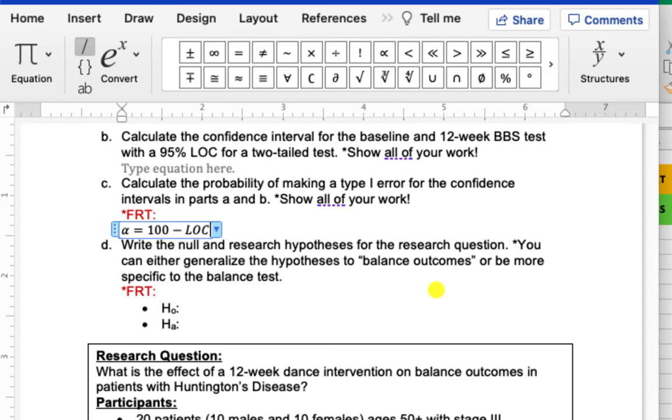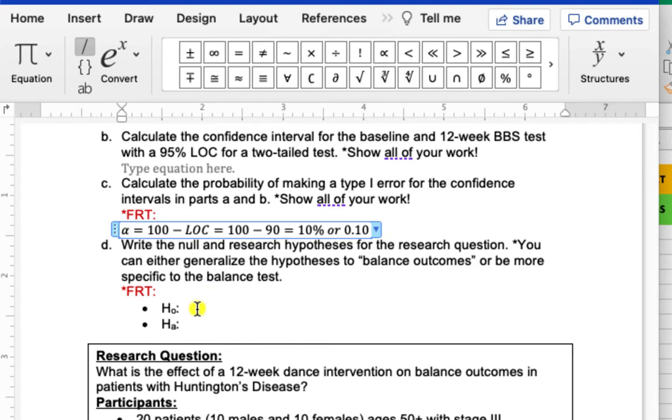So if we put this in terms of our example, this would be 100 minus 90, which is equal to 10%, or typically we write alpha as a probability between 0 and 1, so we could also write it as 0.10. And remember, if this is a two-tailed test, alpha is divided by 2. So in each tail, we are allowing a 5% chance of error both above and below the mean.